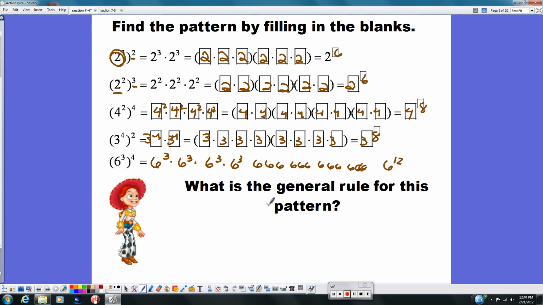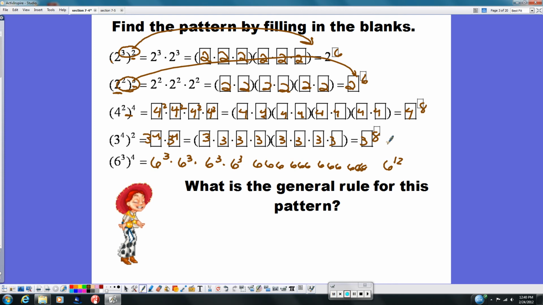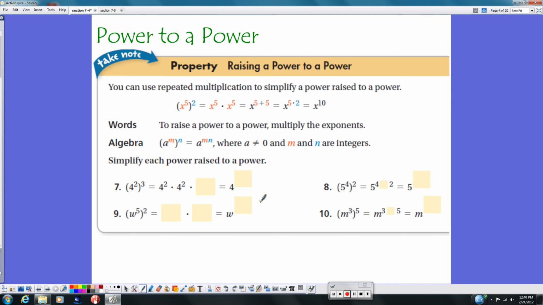Do you notice a rule for this pattern? Hopefully you notice that you're multiplying the exponents. So if we look here, we are taking the 2 times the 3 to get our 6. The 2 times the 3 here to get our 6. Here we had 4 times 2 to get 8, 4 times 2 to get 8, and 3 times 4 to get 12. So our rule for what's called power to a power is to multiply the exponents. So we keep the base and we multiply the exponents.